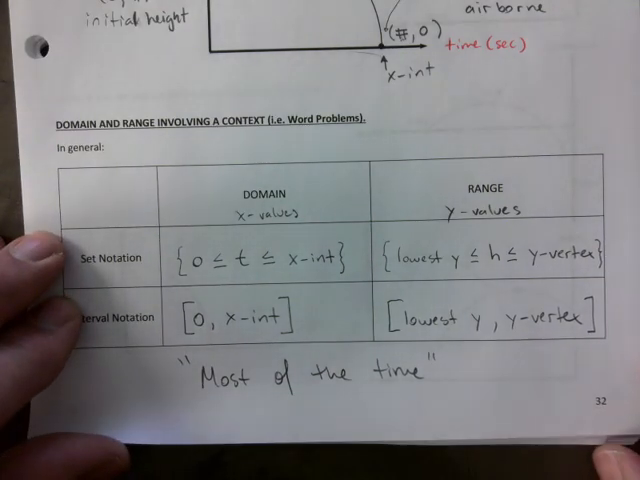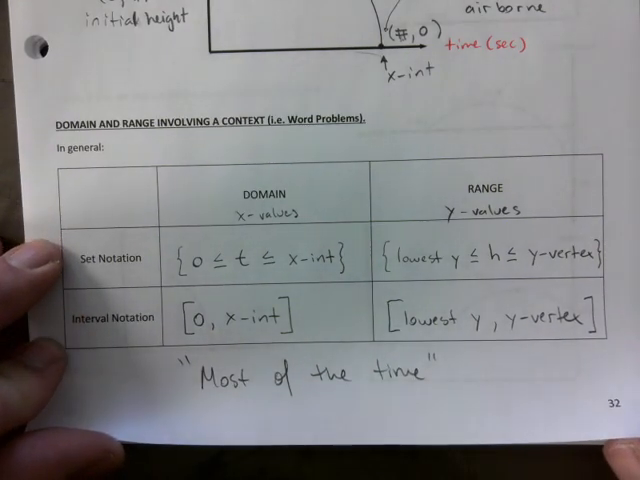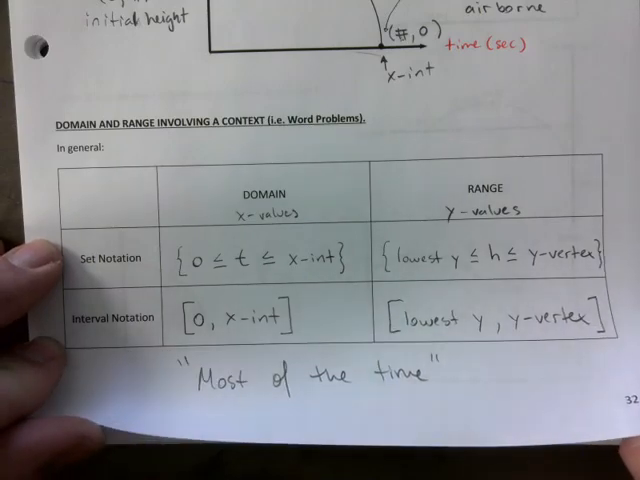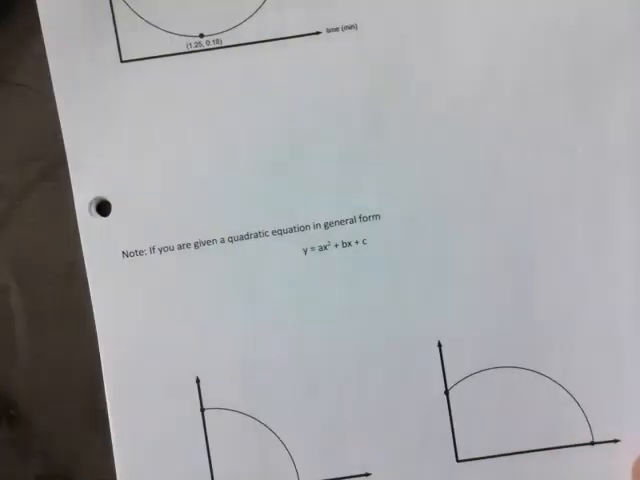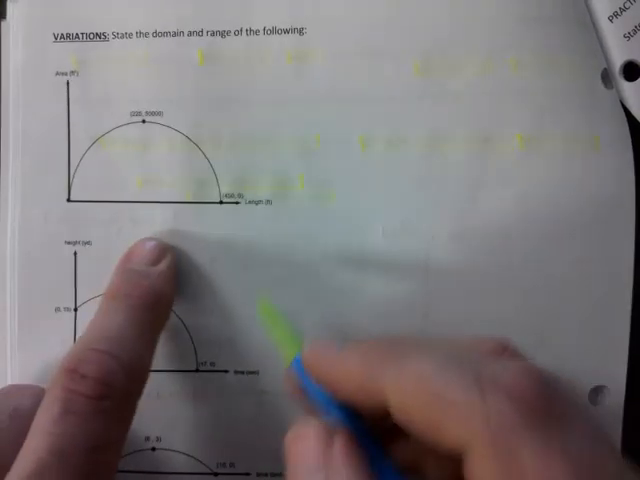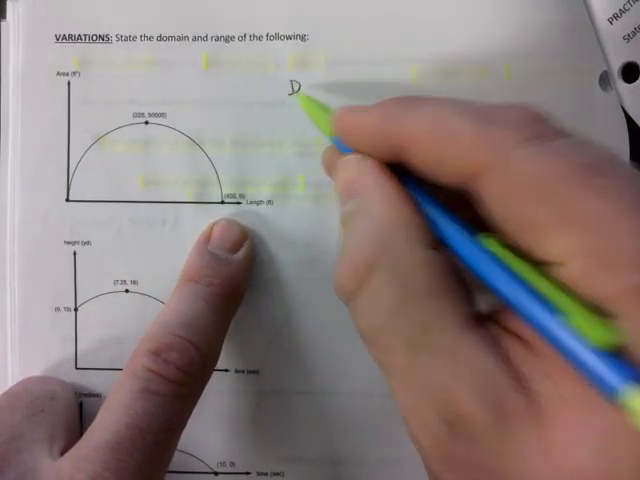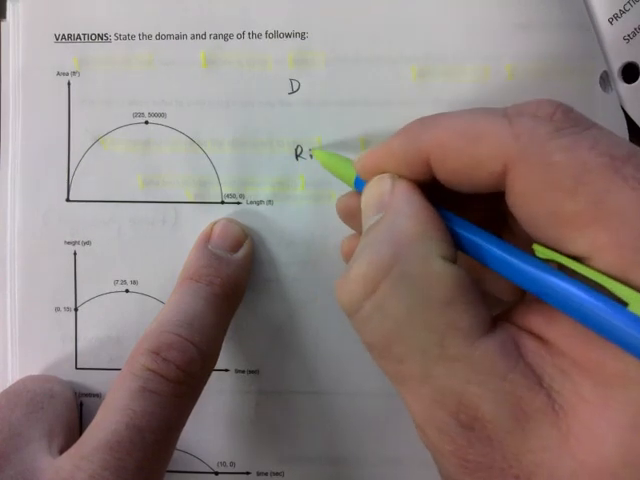So let's go to page 33. This is probably going to remind you of last year, and now you know why your teachers kept on talking about domain and range. I hope at least you covered that, because it's coming back in grade 12. So I want you to state the domain and range for all of these here.